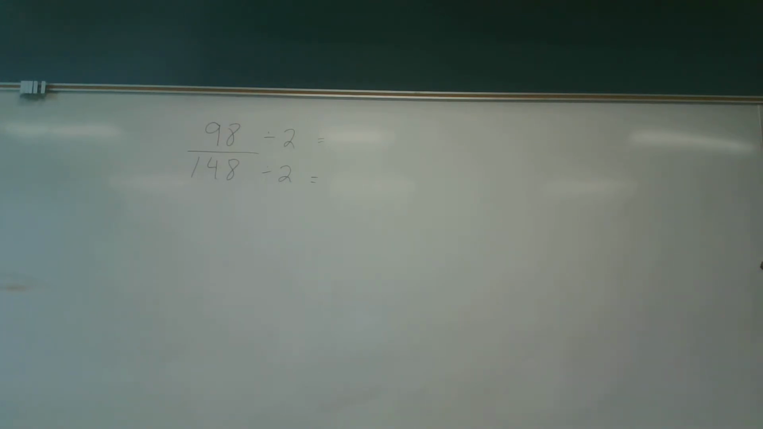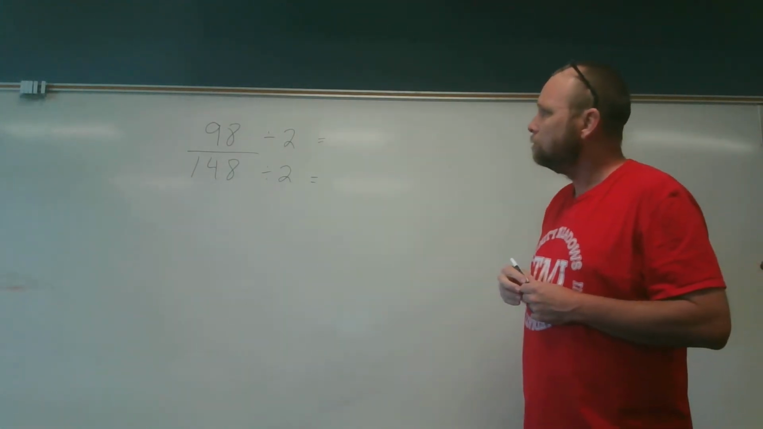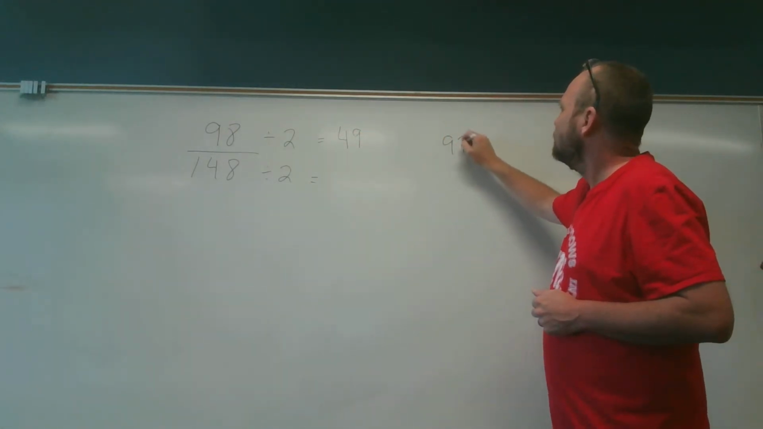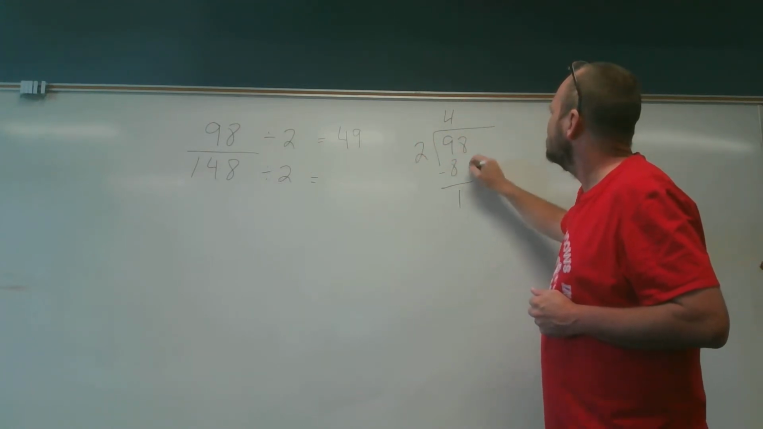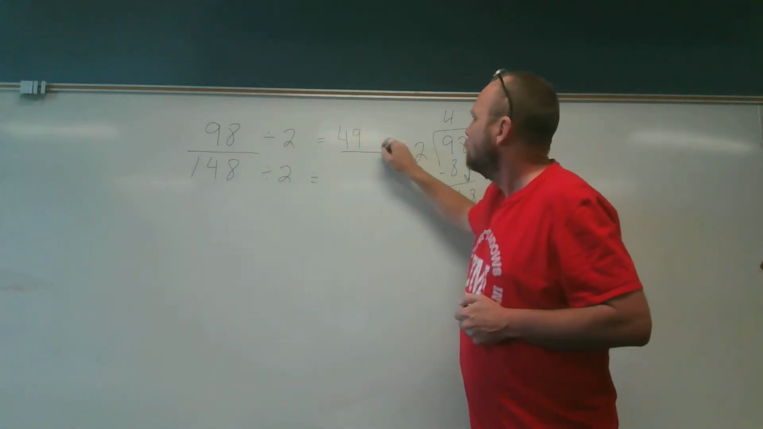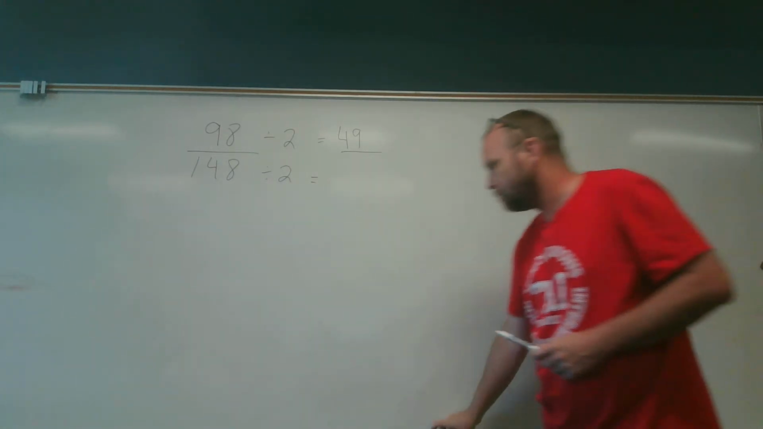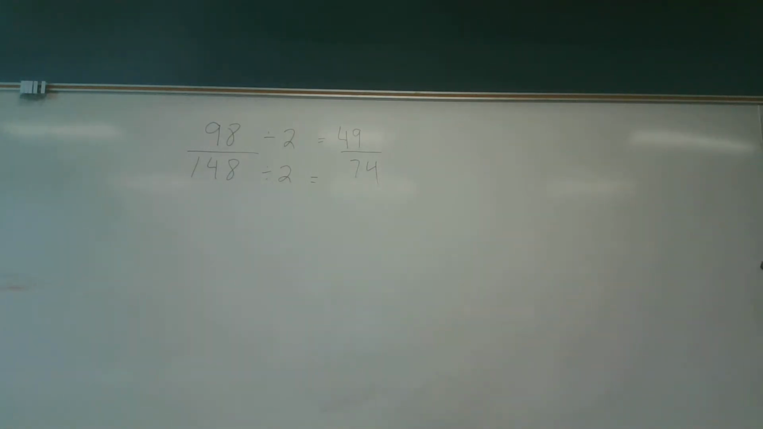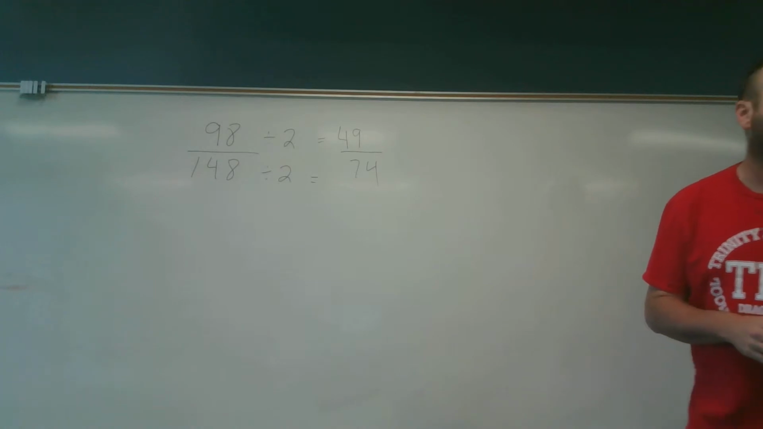98 divided by 2 is 46. Is that right? No, I think 49. Yeah. 98 divided by 2, 2 goes in 4 times, that's 8, subtract, bring down the 18. Okay, 49 over. What is 148 divided by 2? 74. 74. I'm going to call you Kinley the Second.